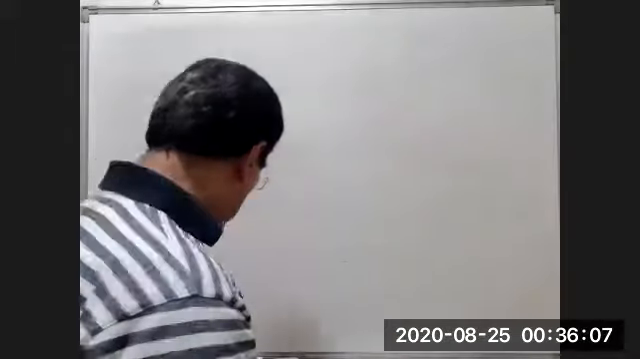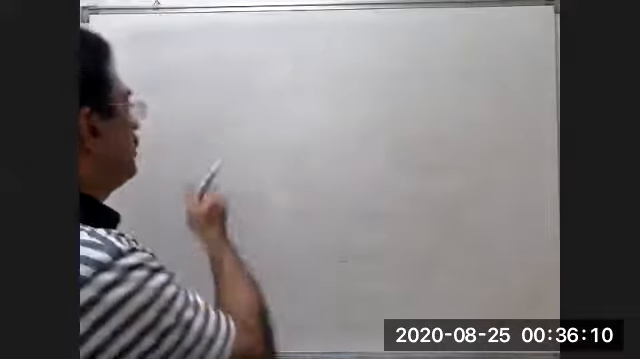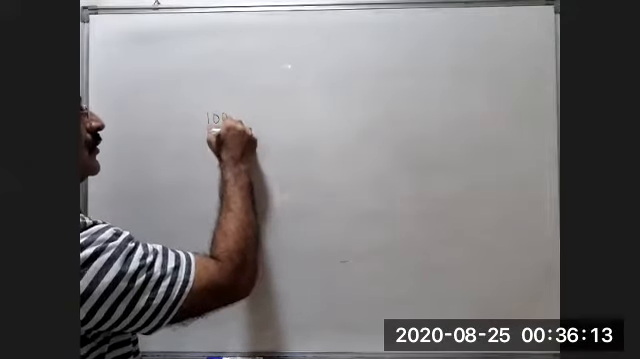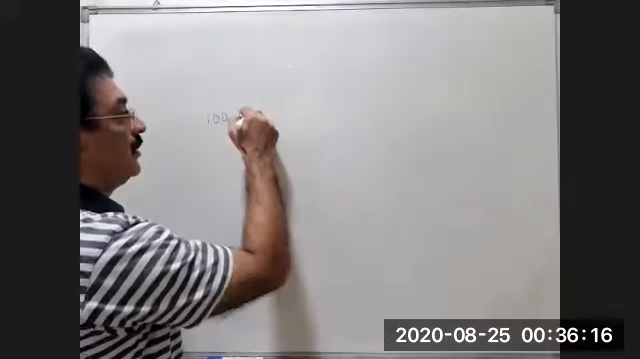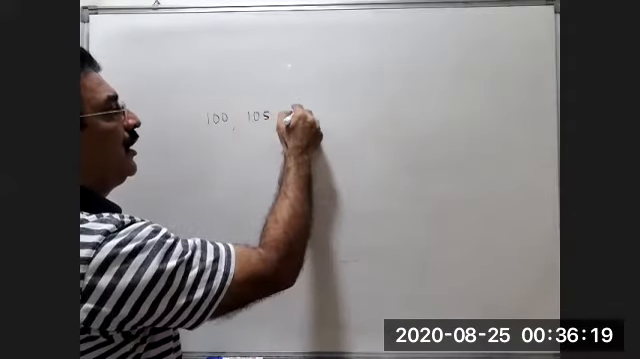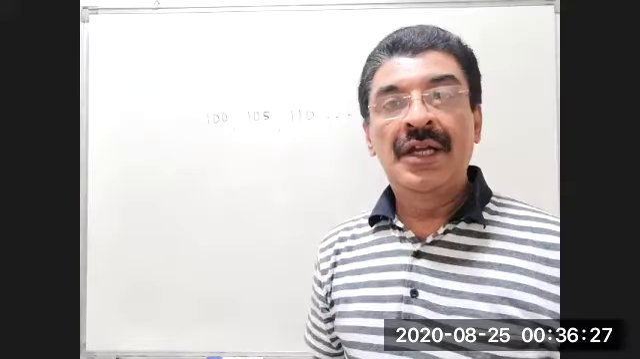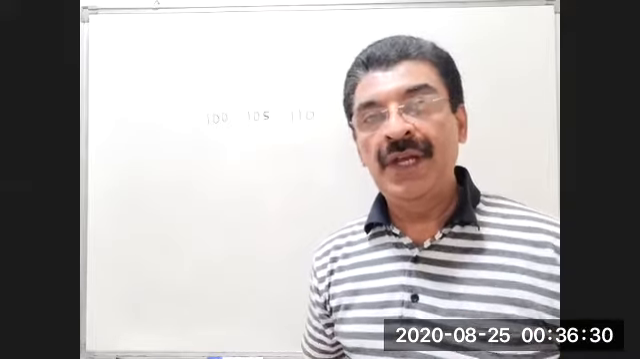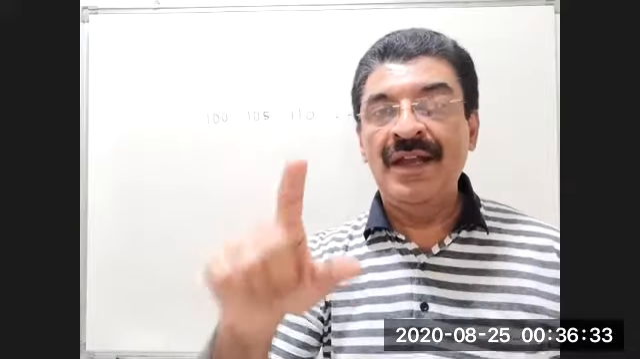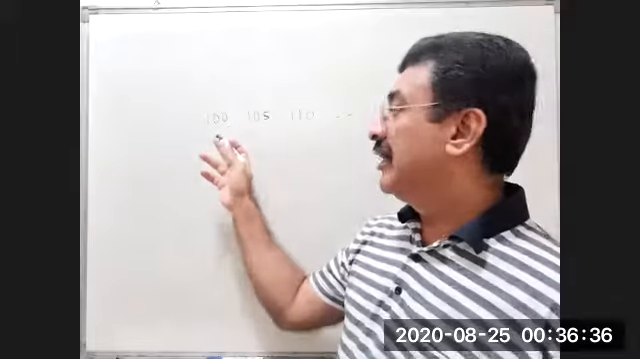In all such questions, better first list that sequence. List that sequence means write those numbers. So here, the first installment is 100. Second installment increased by 5, 105. Third installment 110, etc. Seeing these numbers, we can make out it's an AP. Whenever an AP is known, we can find the first term A and common difference D. So here A is 100, D is 5.